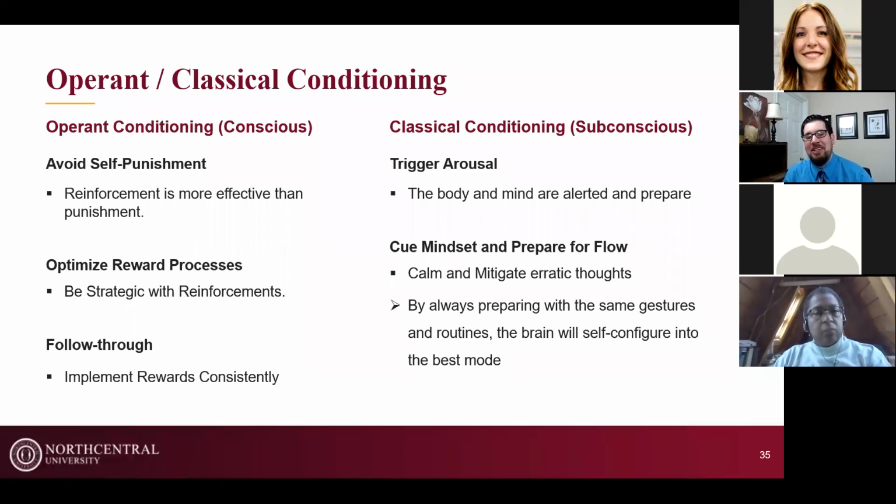Operant and classical conditioning are also relevant to optimizing learning. Operant conditioning is a conscious type of process. When using this, you should avoid self-punishment. Reinforcement is more effective than punishment. Optimize your reward processes. Be strategic with your reinforcements. Be realistic, be feasible, and follow through on reward plans that you make. Implement your rewards consistently, just like you would parent a child.